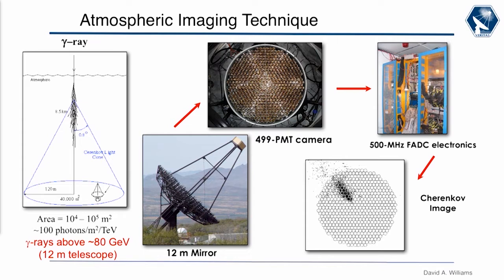When a gamma ray interacts in the atmosphere, it produces a shower of secondary particles. Those particles are relativistic and produce Cherenkov light in the atmosphere. That light illuminates a region on the ground about 120 meters in radius. If you put an optical collector within that light pool and focus the light onto a fast camera, you can take an image of the shower development in the atmosphere. And that's exactly what these telescopes do.